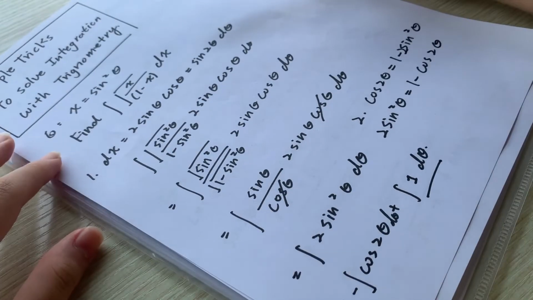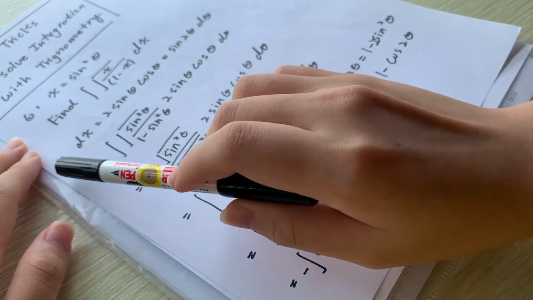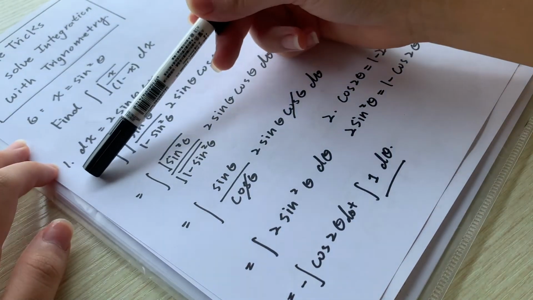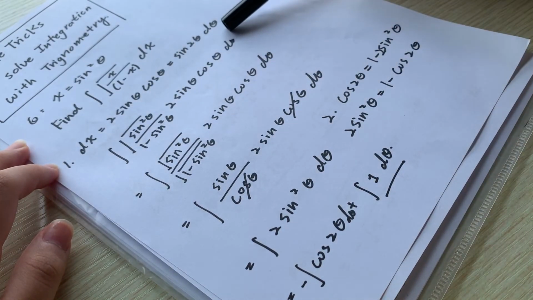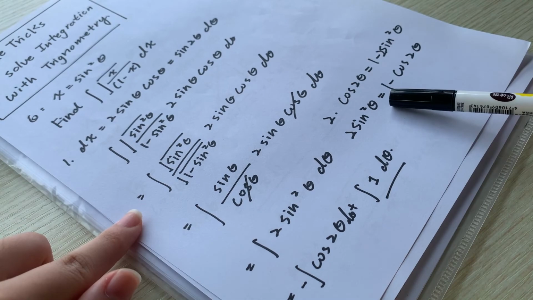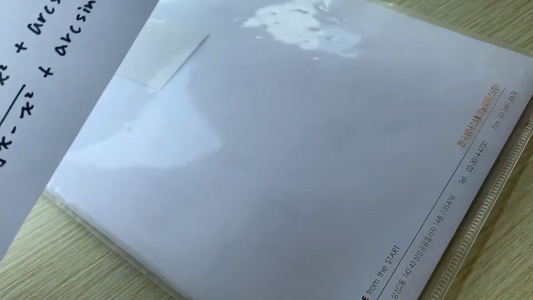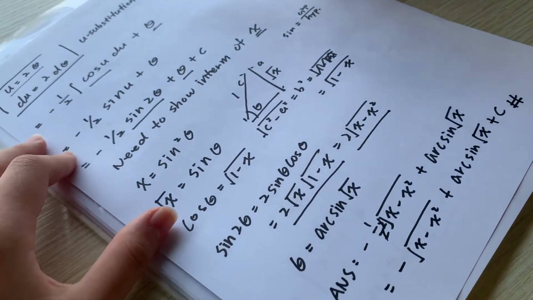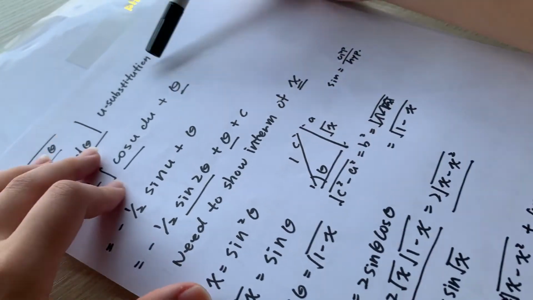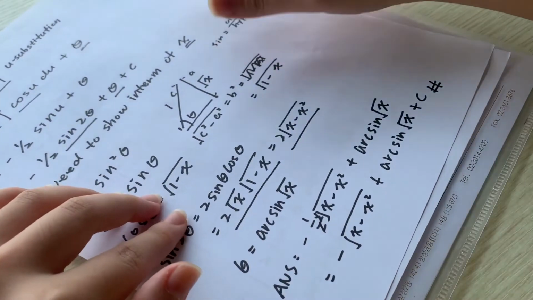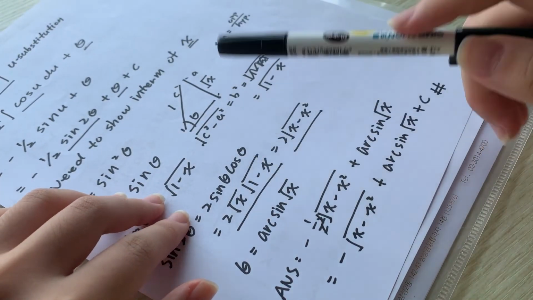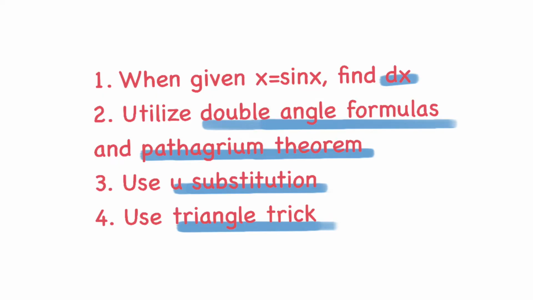So now let's review some tricks we have used here. The first one is to always start by finding the dx of the given x. The second one is to utilize double angle formulas and the Pythagorean theorem. The third is using u substitutions whenever available. And the last one is the triangle trick, for you to find something in terms of x or find another way to represent your function.